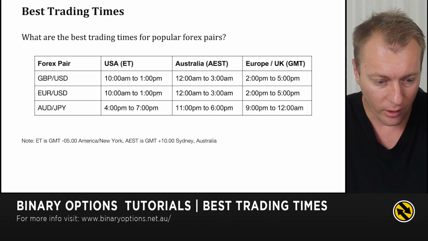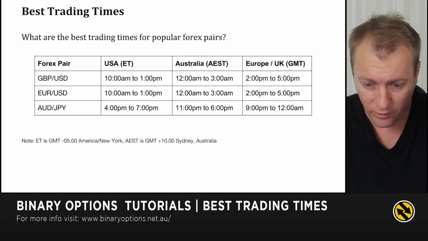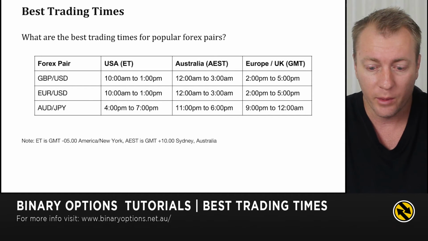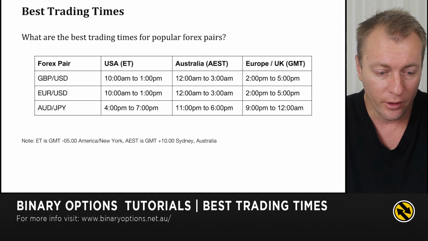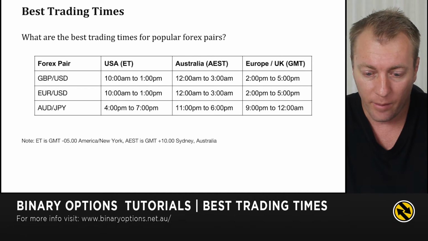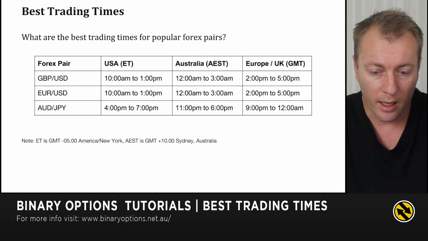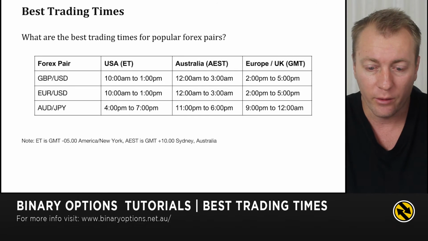So if you want to trade the Aussie Japan, and you're in Australia, the best time is pretty much the midnight session. For the Euro USD, between midnight and 3, and the pound USD between midnight and 3. That's for Aussies.